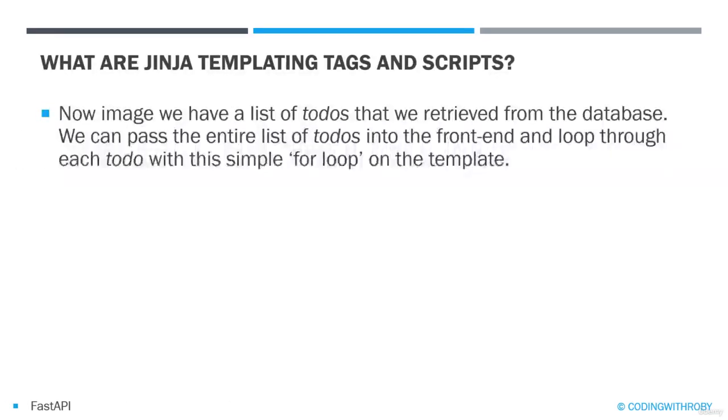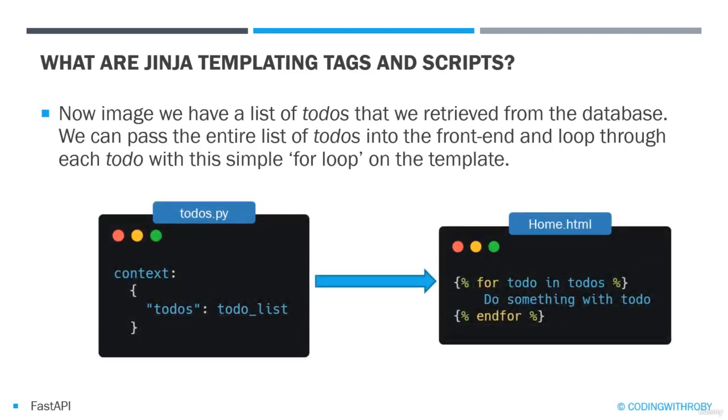Now imagine we have a list of to-dos that we receive from the database and the Python backend. In the example, we can see the context object from todos.py and a for loop within home.html. For us to display all of the to-dos, we must loop through each to-do within the to-dos list and then print the to-do. The Jinja templating scripts allow us to do this easily. First, we have to pass in the list of to-dos from Python. In the context object, we are saying we want to create a variable called to-dos, which will hold all of the data within the to-dos list.